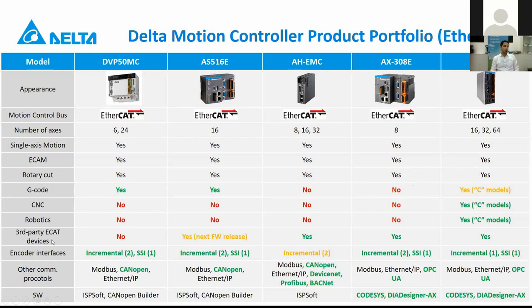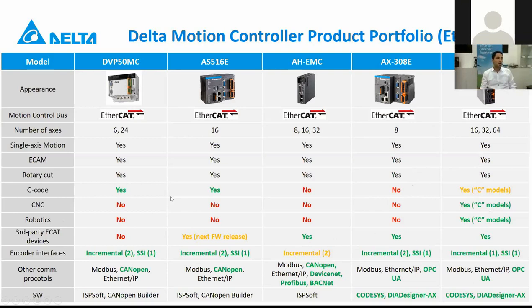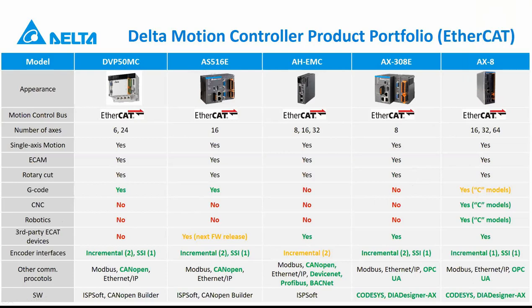Yes, this is important: third-party EtherCAT devices. Why is it important? For this series, for sure it is yes. But for DVP and AS, so far it is not possible. They only communicate with Delta servos. Okay, and encoder interfaces. DVP 50 MC has 2 incremental and 1 SSI. AS500 is the same. EMC has 2 incremental interfaces for encoder. AX3 has 2 incremental and 1 SSI, and AX8 has 1.